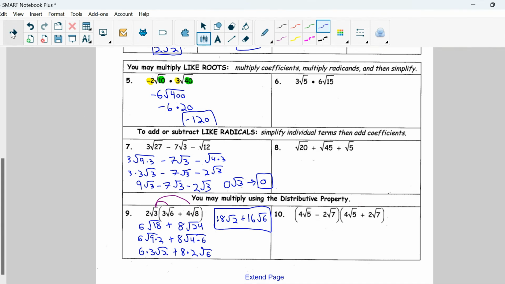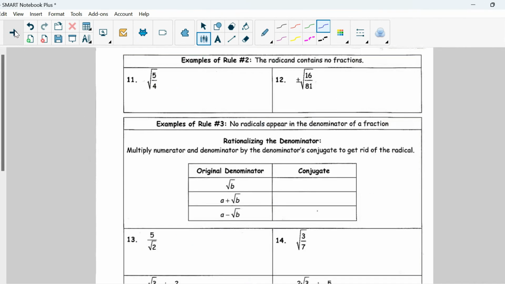All right, moving on to page number 2. So examples of rule number 2. The radicand contains no fractions. Okay, we don't want to have any fractions, especially in the denominator. Okay, so taking a look at 11 here. Remember, when you have a fraction like this, you can split your radical into two different parts. So this is the same as having square root of 5 over the square root of 4.